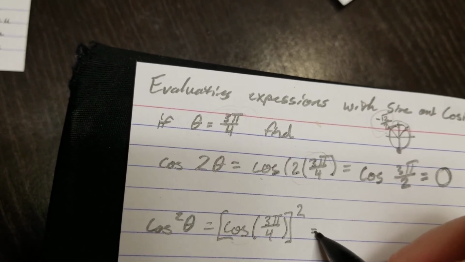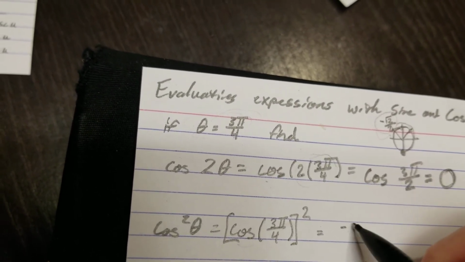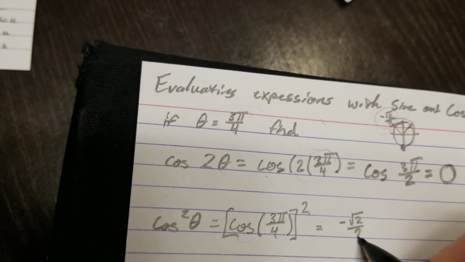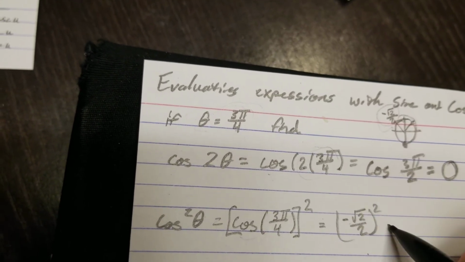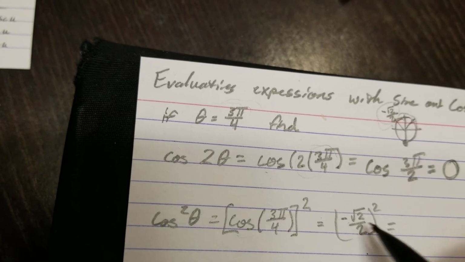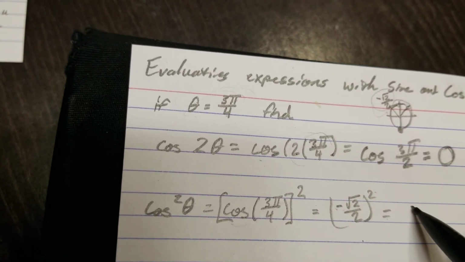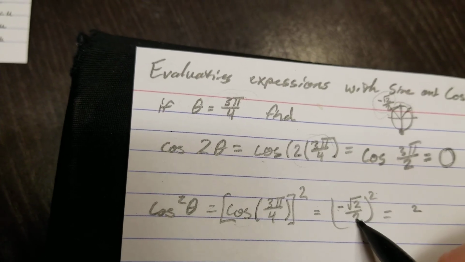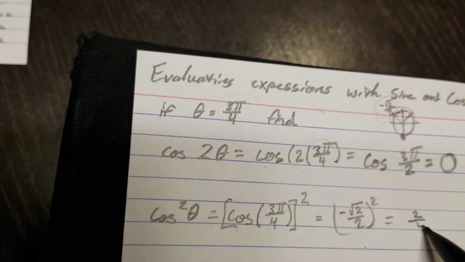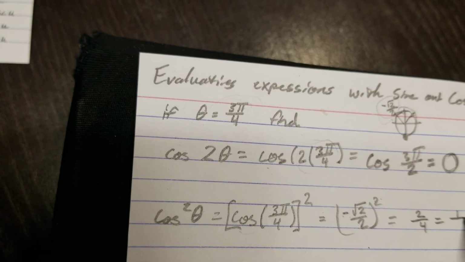So I get negative square root 2 over 2 squared, which gives me positive because the negative goes away. Square root 2 squared is 2. 2 squared is 4, which gives me a positive 1/2.